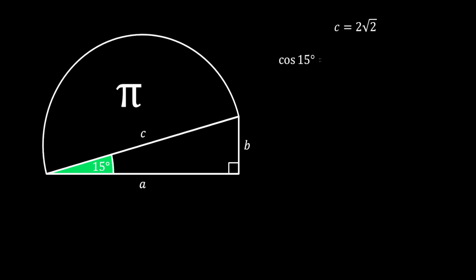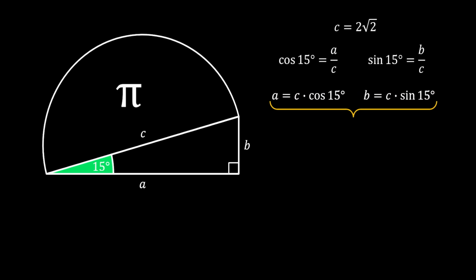We're going to say that the cosine of 15 degrees is equal to the leg A over hypotenuse C, which means that A must be equal to C times cosine of 15 degrees. In the same manner, we can calculate the sine of 15 degrees as the leg B over hypotenuse C, which means that B must be equal to C times sine 15 degrees. Now we're going to take those two equalities and multiply them. Why are we doing this? Well, just take my word for it, you're going to see the reason really soon.